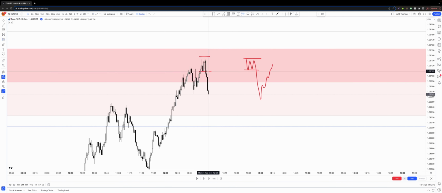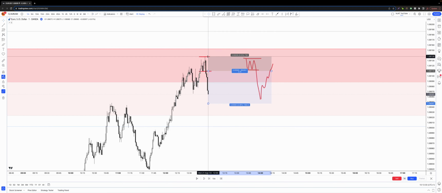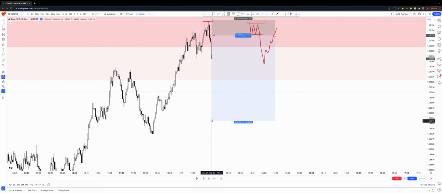And again, when I'm thinking about execution now, I look at the high and I go 0.2 above the high, 1, 2. So that gives me a 3 pip stop. And again, as always, 1 to 10 risk to reward is what we're always looking for.